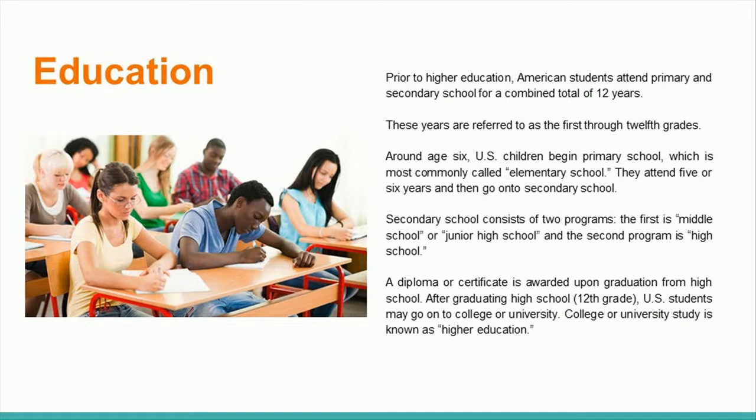Prior to higher education, American students attend primary and secondary school for a combined total of 12 years. These years are referred to as the 1st through 12th grades. Around age 6, U.S. children begin primary school, which is most commonly called elementary school. They attend 5 or 6 years and then go on to secondary school. Secondary school consists of 2 programs. The first is middle school or junior high school, and the second program is high school. A diploma or certificate is awarded upon graduation from high school.